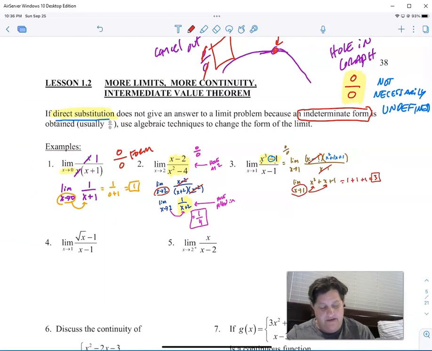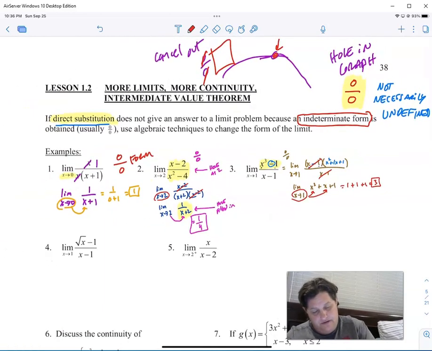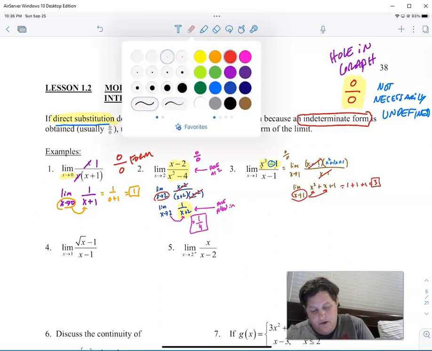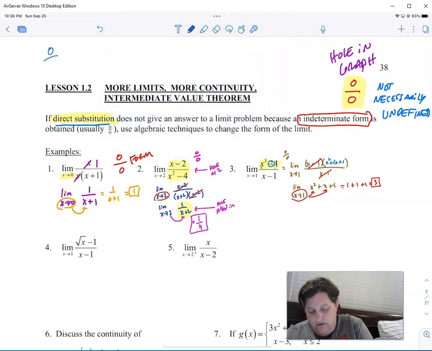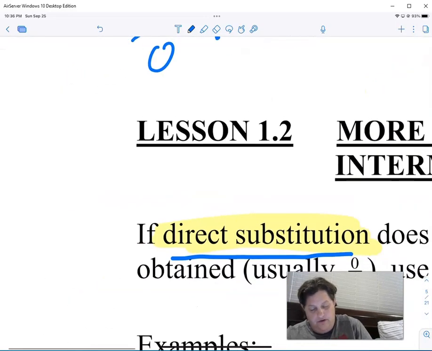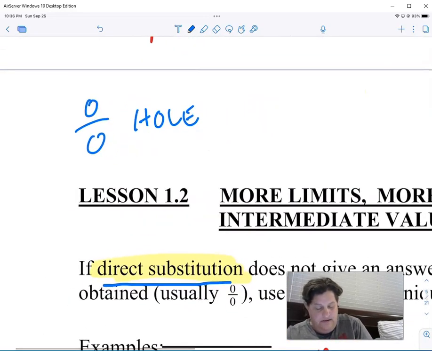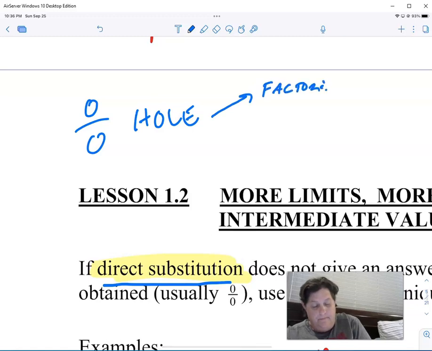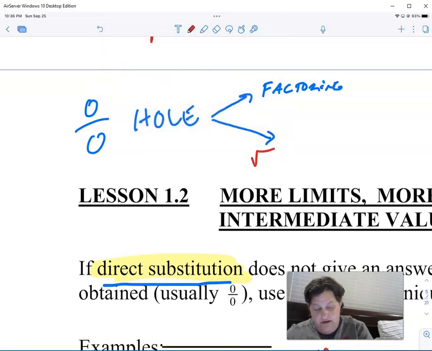Most of what you're going to be doing after. Okay, now, here's the thing. Let me write this down real quick. All right. So when you get 0 over 0, there's a hole. And what you're going to do is one of two things. You're going to do factoring, or if it is a problem with a square root in it, you're going to do something called the conjugate.